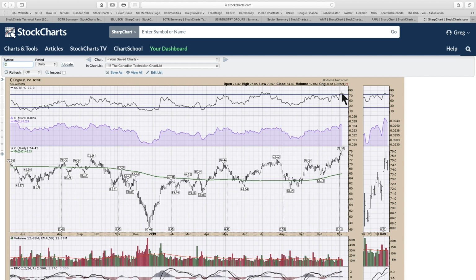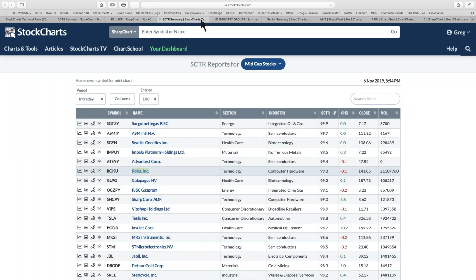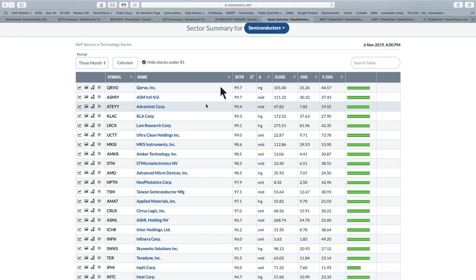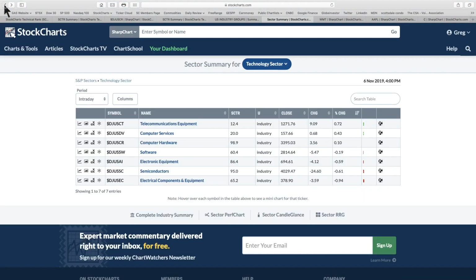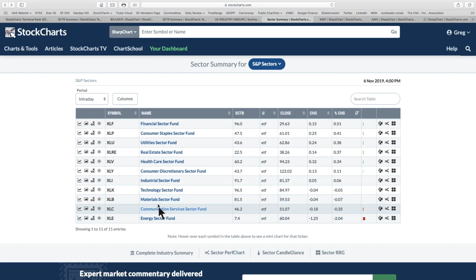So as you work through these, it gives you an idea of where the strongest stocks are. Now we can go straight into the sector summary and look directly at those banks and see which ones are starting to work, and it will sort them all in a proper order. Again, the way we would do that is go into the sector summary, and in this case we're going to go back and we're going to go into the financial sector.